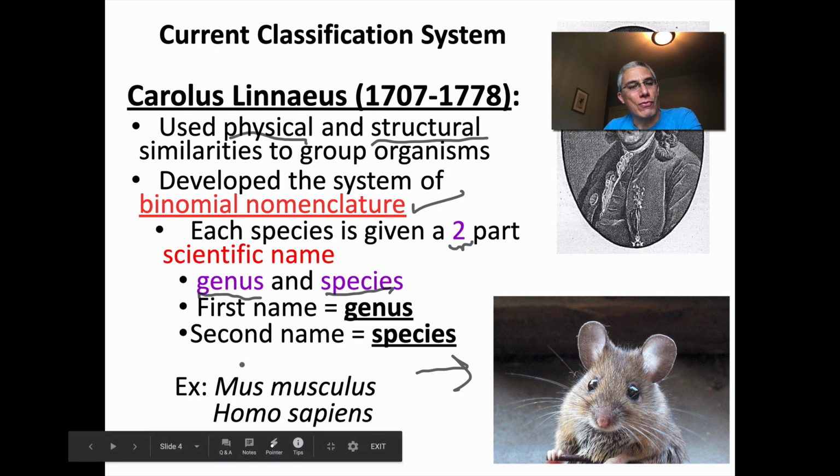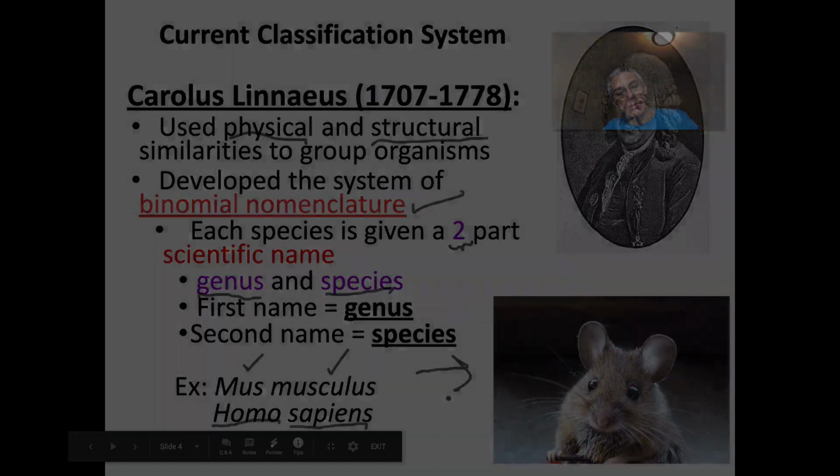And so if you notice, that first part of his name is going to be the genus, and the second part is going to be his species name. If you think about us, for example, we have a two-part scientific name. The first part of our scientific name, the genus part, is going to be Homo. And the second part is going to be our species name, and in this case, it's going to be sapiens.